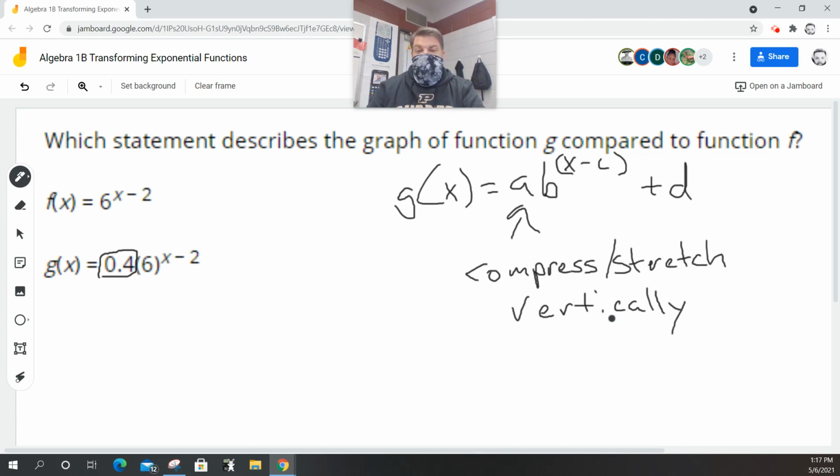So if it's less than 1, then it would compress. A is less than 1. Well, actually, I got to be careful how I say that. If it's a fraction. Now, a fancy math word to say it's a fraction is if 0 is less than A is less than 1. In other words, A is less than 1 but positive. So that's just going to compress it vertically.